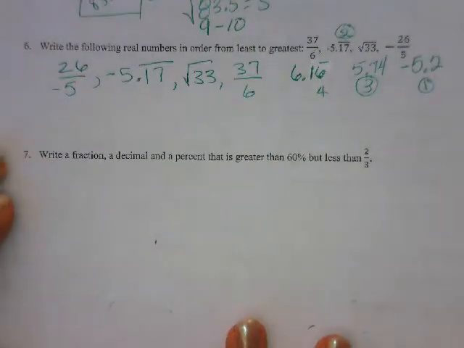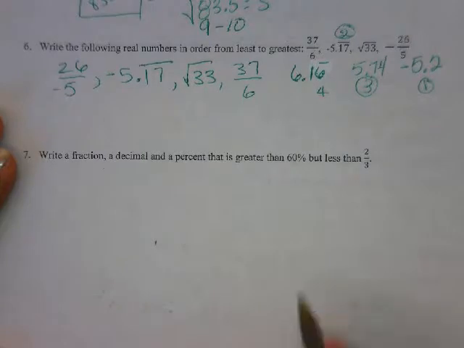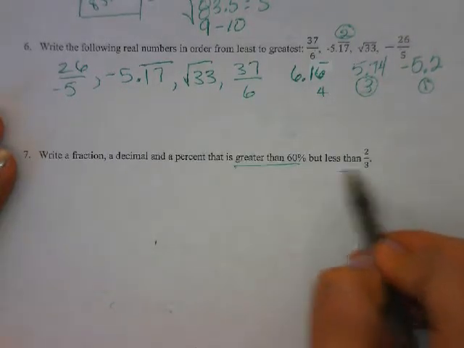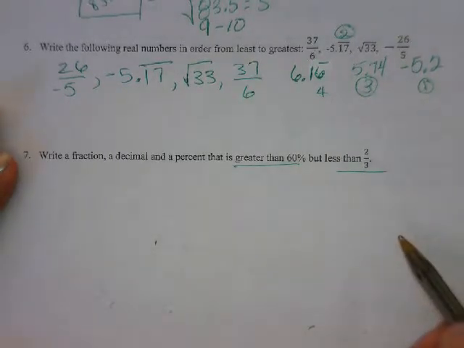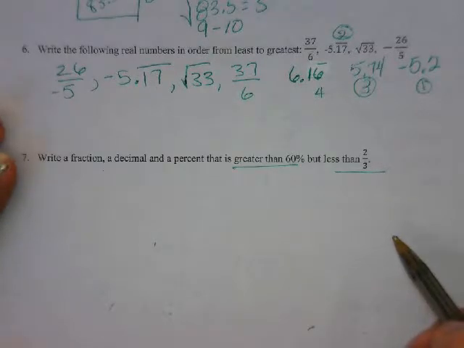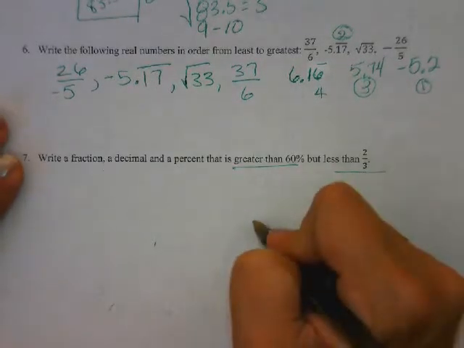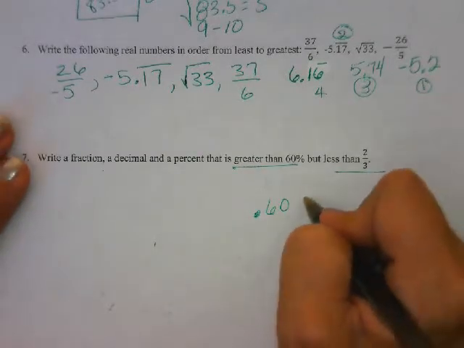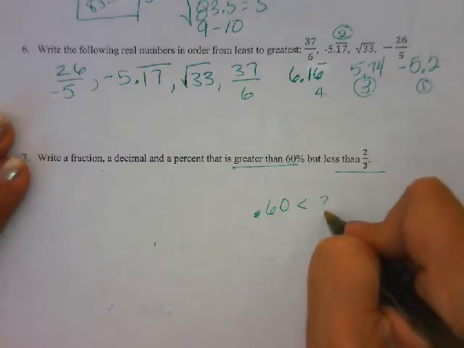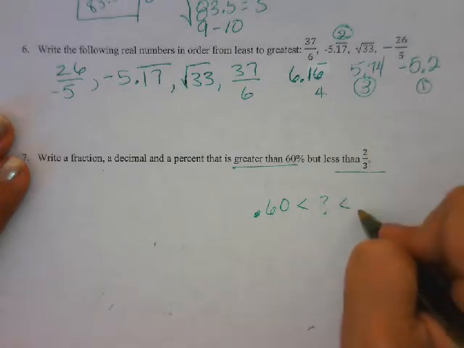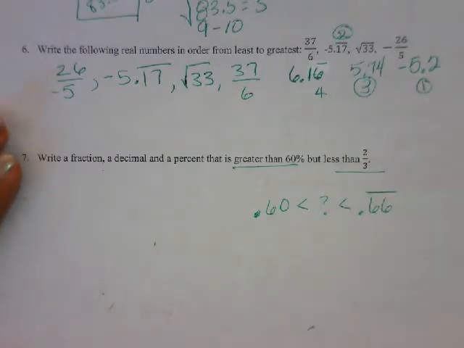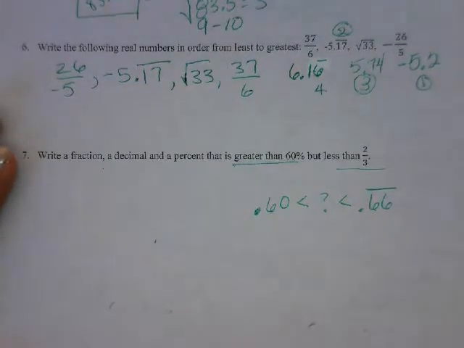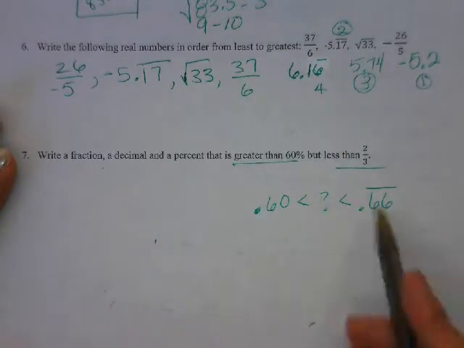Write a fraction, decimal, and a percent that is greater than 60% and less than 2/3. So again, that whole comparing and ordering, I would definitely make these be the same. So 60% is 0.60. I need a number that is bigger than that, but less than, this is going to be 0.66 repeating. So a fraction, a decimal, and a percent. It doesn't matter which way you start. I'm going to start with a decimal because that just seems easier.